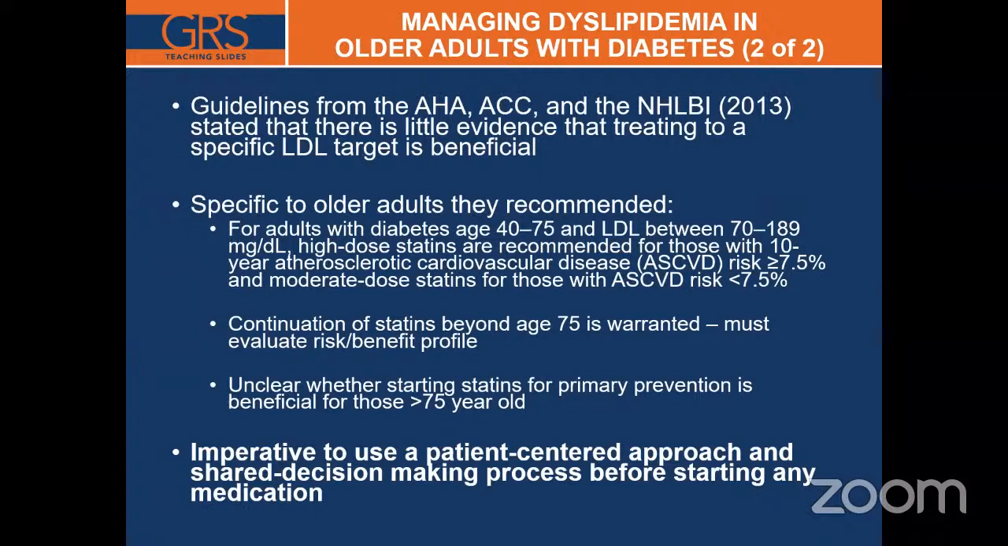So, guidelines from AHA, ACC, and NHLBI state that there is little evidence that treating to a specific LDL target is beneficial. If patients have, that is specific to older adults, they recommend it. For adults with diabetes aged 40 to 75 and LDL between 70 and 189 milligrams per deciliter, high-dose statin is recommended for those with a 10-year atherosclerotic cardiovascular disease risk of 7.5% or more, and moderate-dose statin for those with a 10-year cardiovascular risk of less than 7.5%.